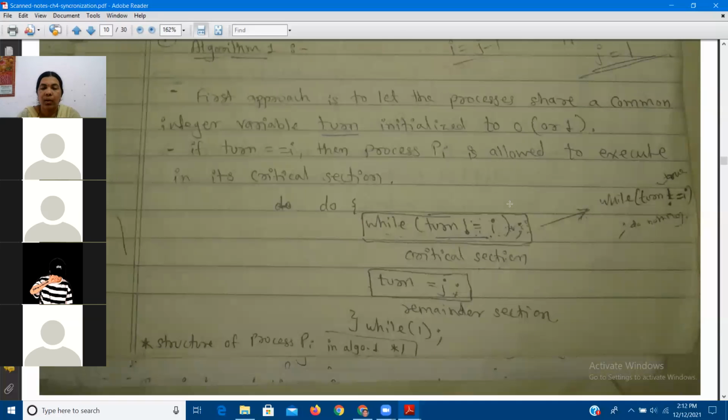So we'll discuss the remaining two algorithms. Actually, this algorithm again has a disadvantage, a drawback. You can just think what the drawback will be. Otherwise, we'll discuss in the next lecture what is the exact drawback, due to which we are going to the second solution, that is algorithm 2.